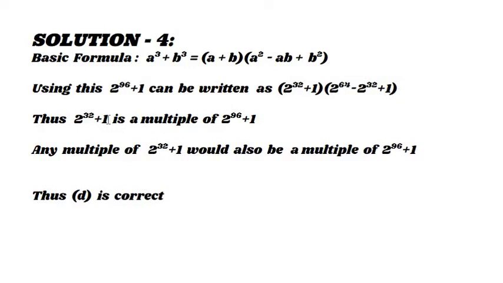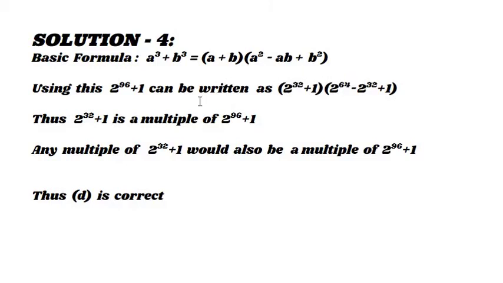Now it can be seen that 2 raised to the power 96 plus 1 is a multiple of 2 raised to the power 32 plus 1, because 2 raised to the power 96 plus 1 has been decomposed like this. I would suggest you to first look at the options available in all the questions. This will give you a great hint, guys, as it has done here.